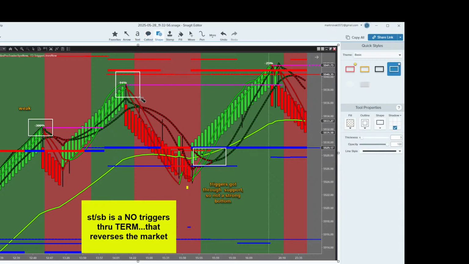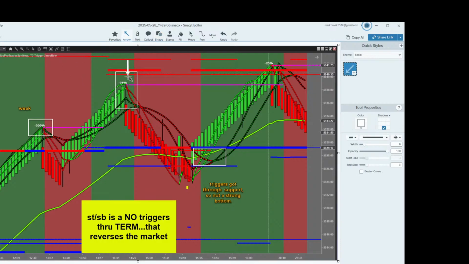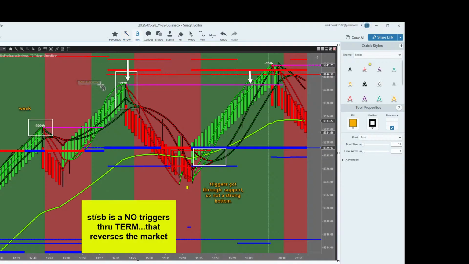So price reverses, not from a fib. And guys, divergence, whoops. This divergence is not a termination condition. Divergence is only a termination condition when price reaches it and the triggers remain below. So even though there was a loss of momentum, it's not a termination condition. So even though it reversed the market, Todd, it's a weak top.